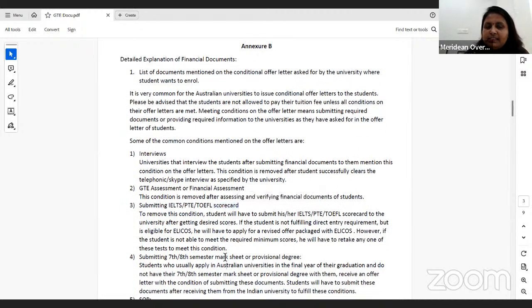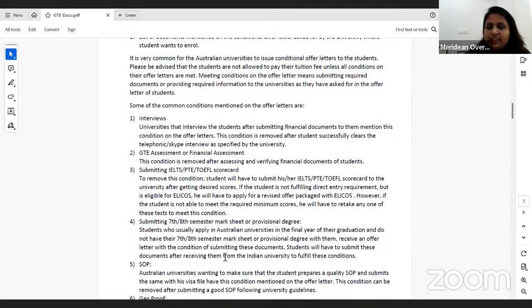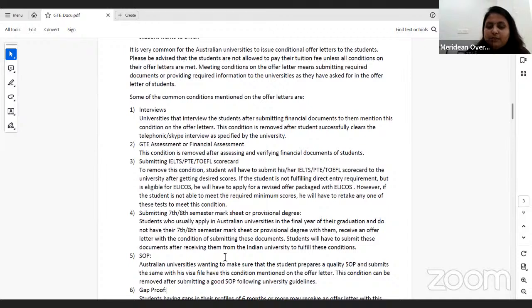So whatever pendency there is in your application, each and everything you need to clarify. SOP, yes. So SOP is the most important aspect and component of your application.